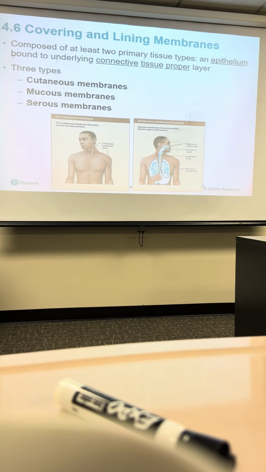So we know that our epithelial tissue is present in the what? Linings and the membranes and all this. So how many different types of membranes do we have? We have three different types of membrane. One is called the what? Cutaneous membrane, mucous membrane and the serous membrane.